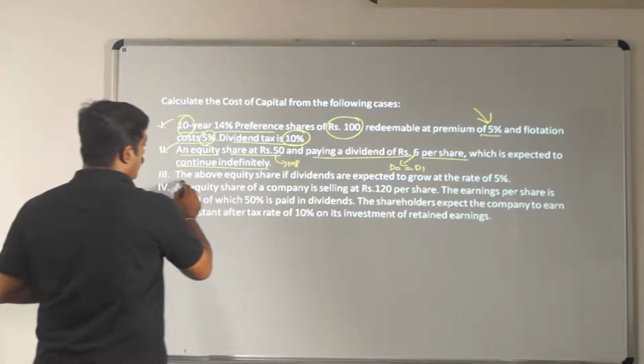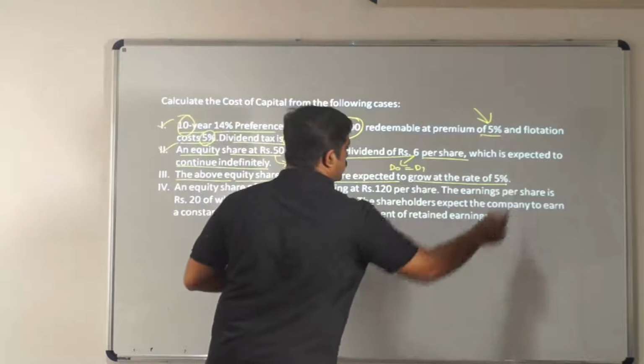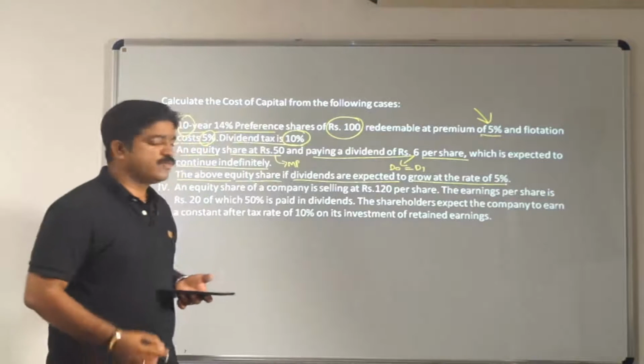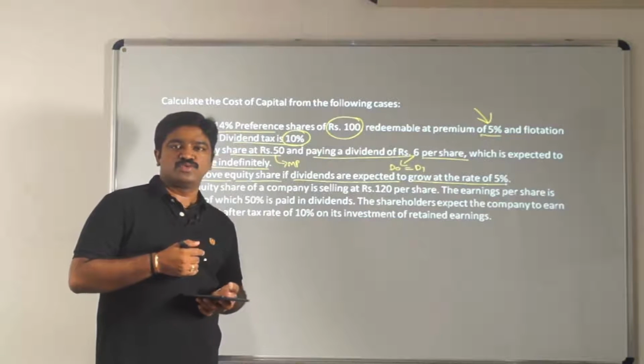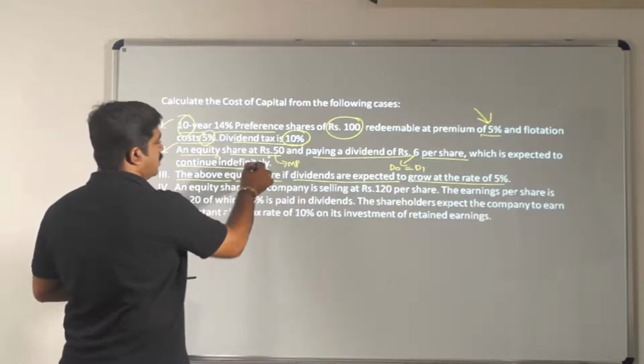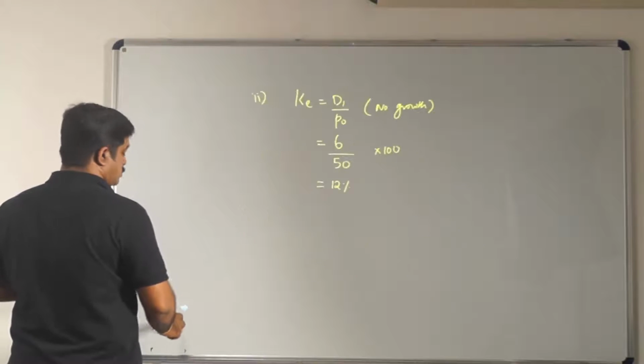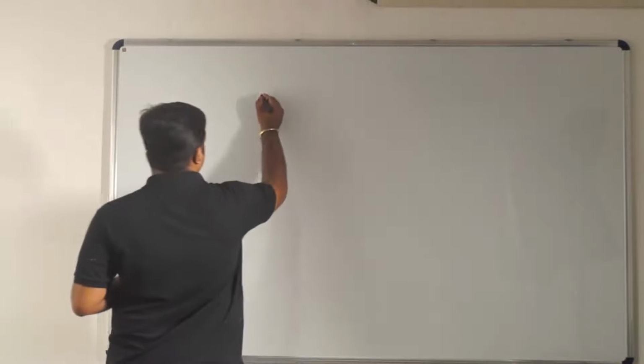Question 3. Find out the cost of the above equity share if dividends are expected to grow at the rate of 5%. So what we had solved in question 2 is dividends are expected to continue indefinitely, but if they are expected to grow, what is going to be the scenario? Let's see. So we'll solve that as question 3.